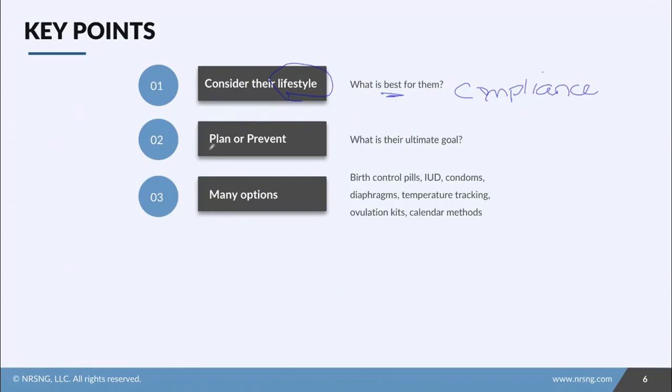Then we need to know, of course, if they're planning a pregnancy or trying to prevent a pregnancy, because that'll be a huge difference with their end goal. And then we need to know that there are many, many options. So if something doesn't work or they don't like how something makes them feel, then we can always switch up and try something different. There's birth control pills, IUDs, which is the intrauterine device, condoms, diaphragms, temp tracking, ovulation kits, calendar methods, all these different tools that the patient can use.